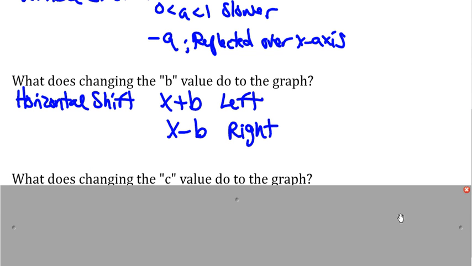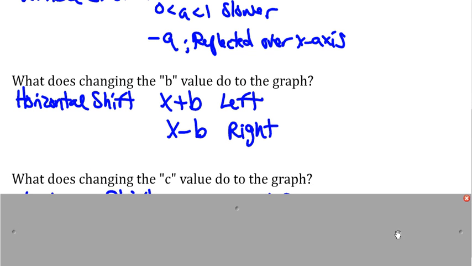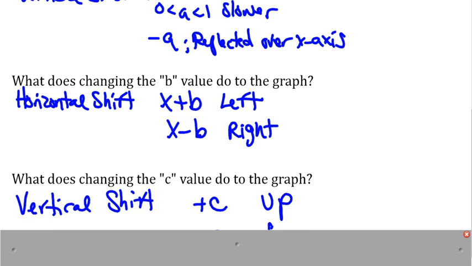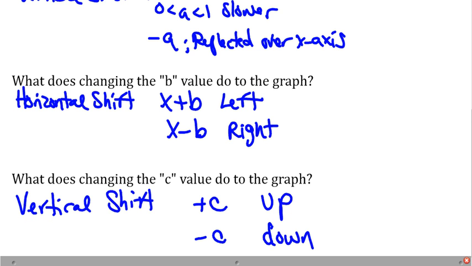When we adjust c, we know that that's a vertical shift. And so when we had a plus c, that moved it up so many units, and a minus c moved it down so many units.